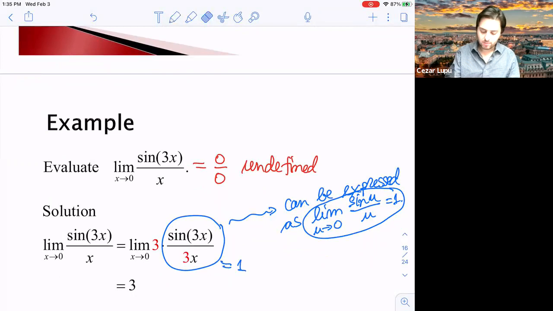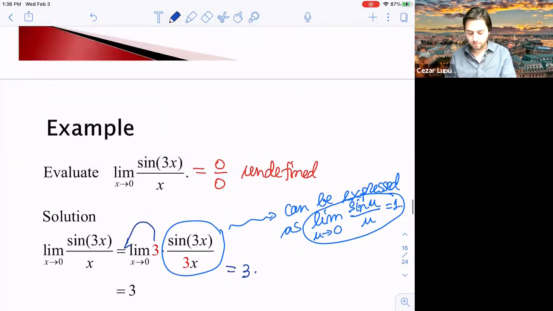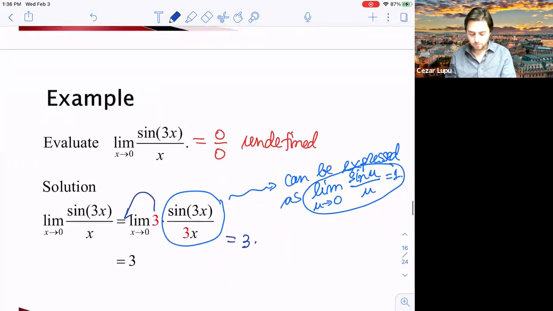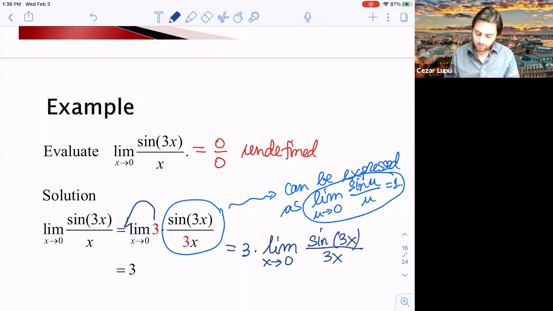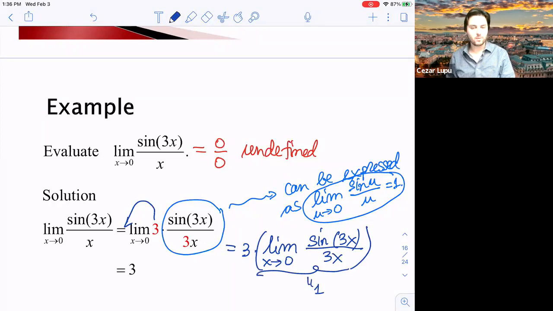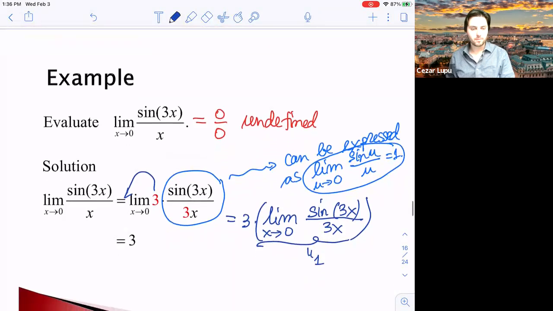Okay, maybe I should write a little bit more detail here because it's not quite explained. So the constant 3 will go outside the limit, right? All right, so this would be 3 times the limit as x approaches 0 of sine of 3x over 3x. But this guy here, this is 1. So this will be 3 times 1, which is 3. Exactly what we got, right? All right.